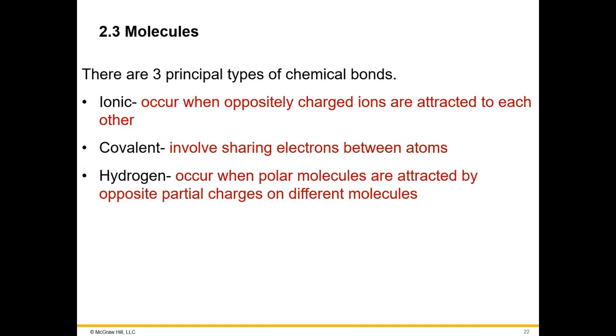When we look at hydrogen bonds, these occur when polar molecules, which we're about to go over, are attracted by opposite partial charges on different molecules. And I'm going to show you what that means.